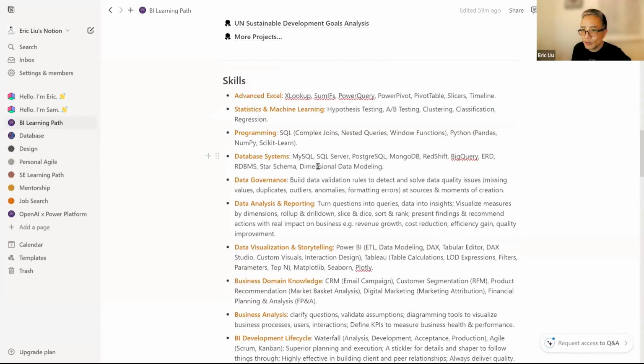And once again, programming, SQL. So did I mention we need to be specific? So you can include complex joins, nested queries, window functions. So people will treat you as a senior instead of a junior, right? Because nowadays, even the university students in the second year of university, they will include every tool they have heard of. So how can you stand out, right?